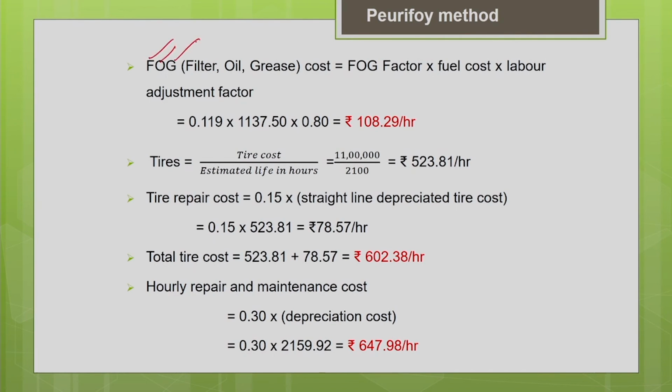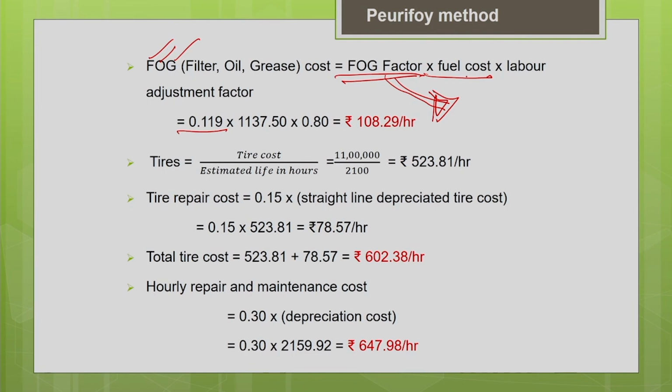Now, let us estimate the other consumables: filter, lubricating oil and grease. As I told you, there are different ways to estimate it. In some handbooks, we get the FOG factor for different equipment for different operating conditions. This factor can be expressed as a percentage of the fuel cost. The FOG factor is derived for a particular equipment type for a particular working condition. In this case, for the dump truck, for average conditions, I have assumed the value as 0.119. These are just approximate assumptions; you can take it appropriately from the handbook.